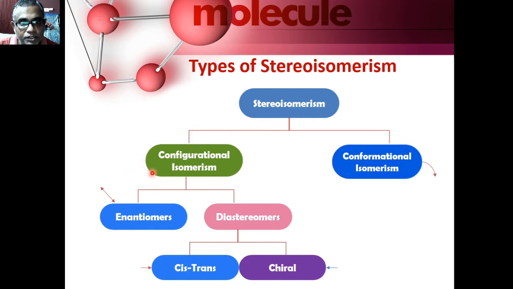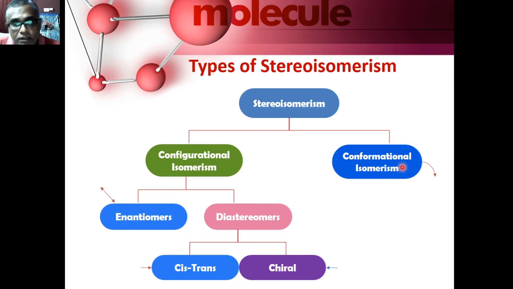What is configurational isomerism? Configurational isomerism arises due to the difference in the position of atoms or groups in three-dimensional space, and it can happen only by breaking a bond. Configurational isomers can be formed only by breaking of bonds, whereas conformational isomerism arises because of the rotation of the carbon-carbon single bond.